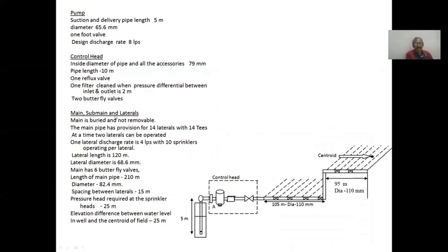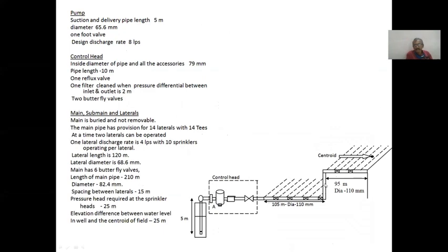And in your main, submain and laterals, the data goes like this. Main pipe has a provision for 14 laterals with 14 T's. At a time, 2 laterals can be operated. One lateral discharge rate is 4 liters per second with 10 sprinklers in each lateral. Lateral length is 120 meters. Lateral diameter is 68.6 millimeters. Your main has six butterfly valves.